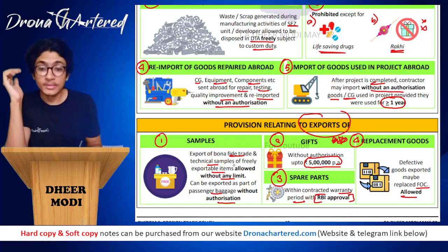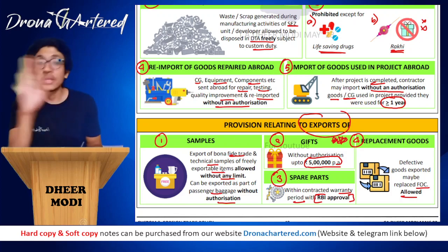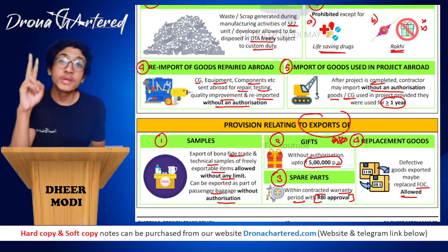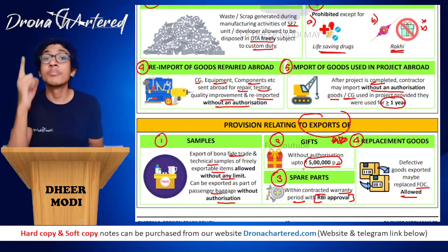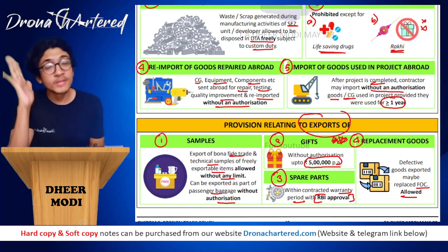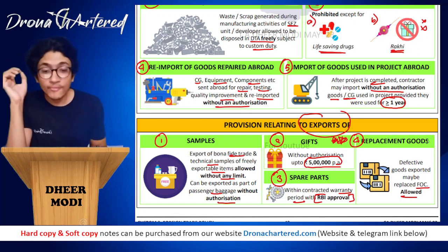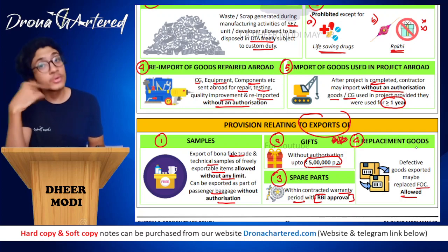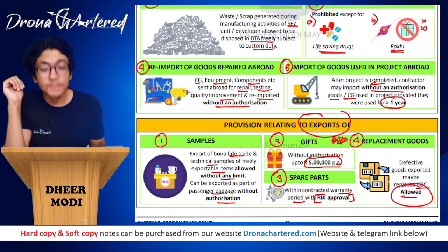First was samples. Samples are allowed without any limit, without any authorization. Then your gifts have a limit of up to rupees 5 lakh. Third is your spare parts. Spare parts require RBI approval if there is proper warranty. And fourth is your replacement goods. So replacement goods can be sent free of cost, and this is allowed.